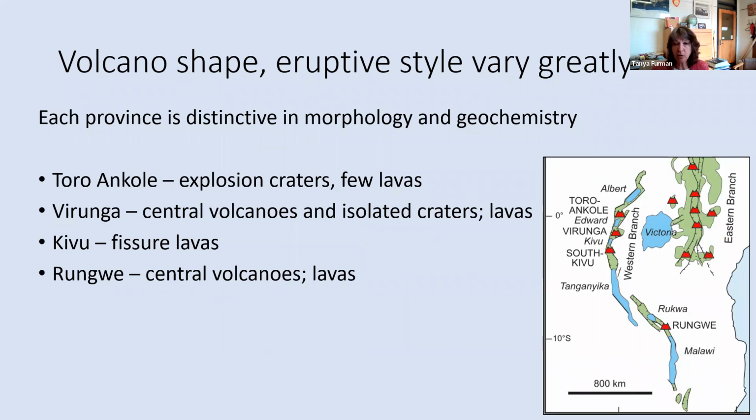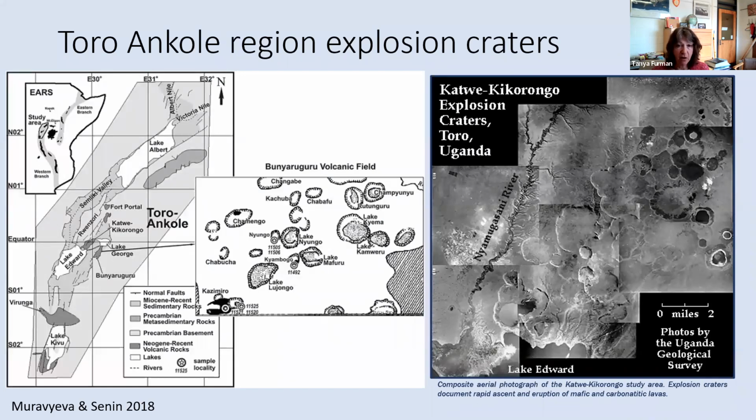In Toro Ankole, we're going to see in a minute, there are explosion craters and very few lavas. As we work our way southward, we find in Virunga, there are centralized volcanoes and isolated craters. In Kivu, we just have lavas, but when we get back to Rungwe, we have the big central volcanoes and some lavas and some explosions as well. So there will be sometimes when the geochemistry is unpleasant. I know that. So let's look at each one of the provinces.